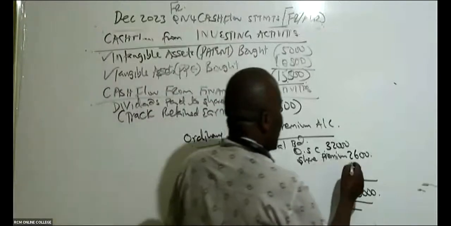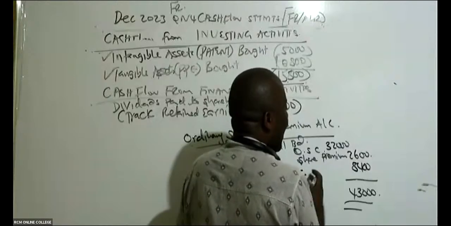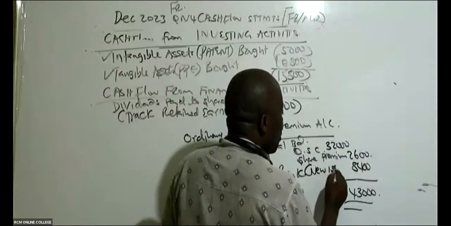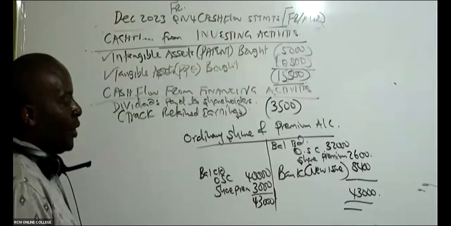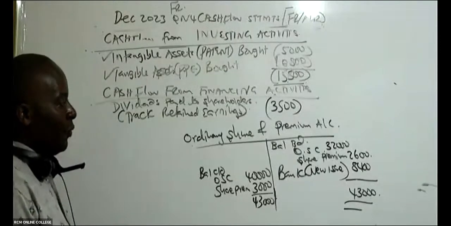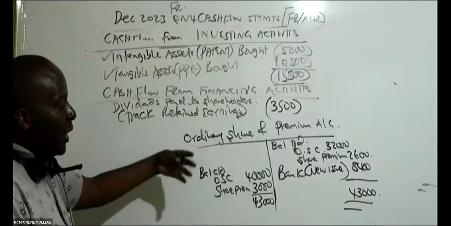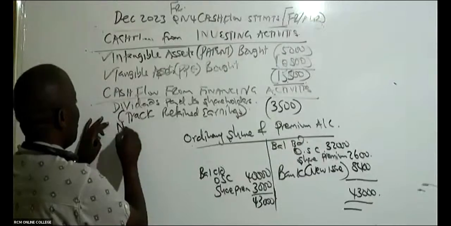8,400, isn't it? So this 8,400, of course, this is bank. This is the money I received. So it means that this was what here? A new issue. This was a new issue. If, for example, the balancing figure was to come here, it would have been a share redemption. So in this case here, we have new shares issued.